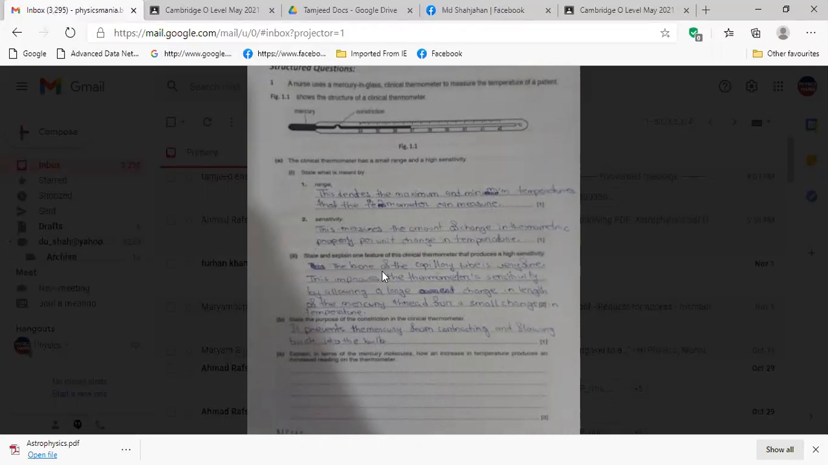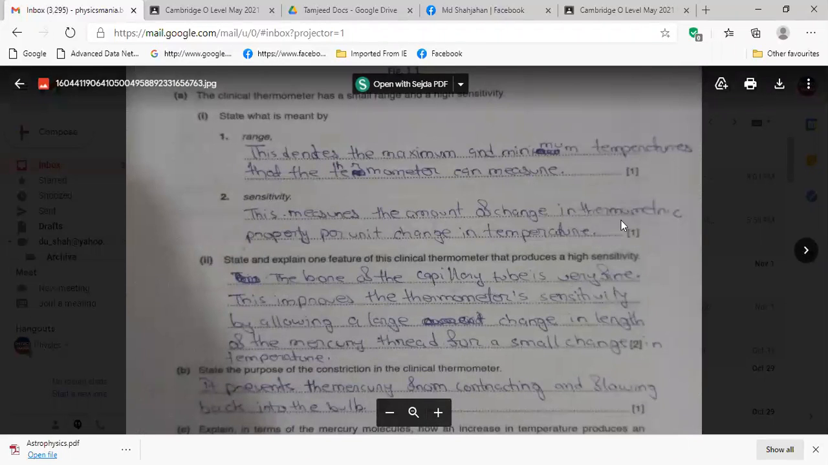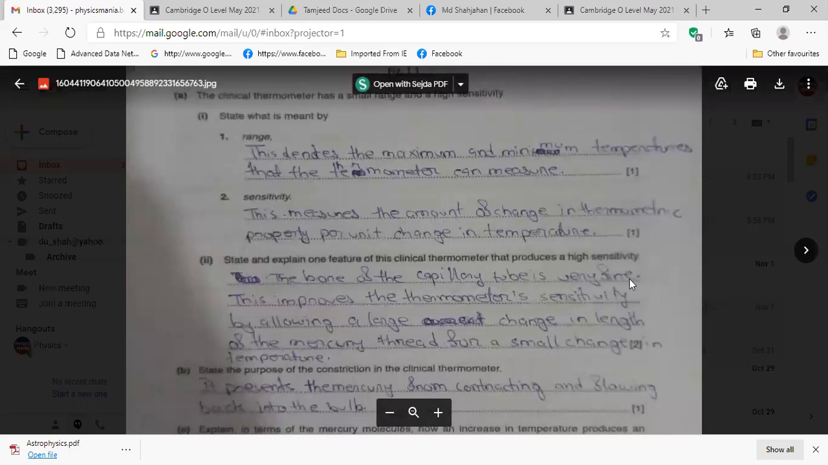Then next, the bore of the capillary tube is very fine. Okay, this improves the question, please. Question also you read, because the question is not clear. Yeah, now it's clear. Let me explain one feature of this clinical thermometer that produces a high sensitivity. The bore of the capillary tube is very fine. This improves the thermometer's sensitivity by allowing a large change in length of the mercury thread for a small change in temperature. Okay, very good. Then next, that one is also correct.